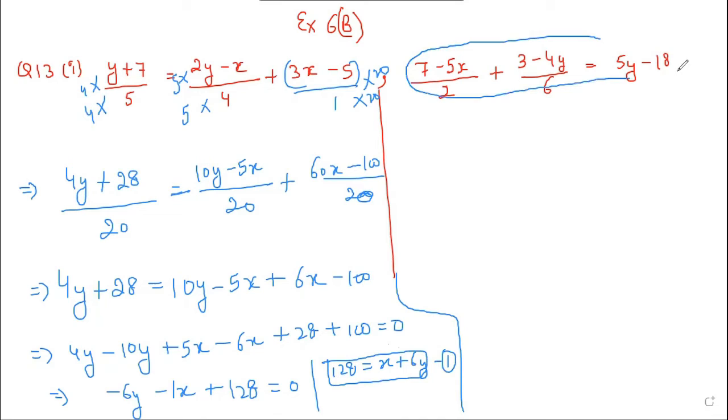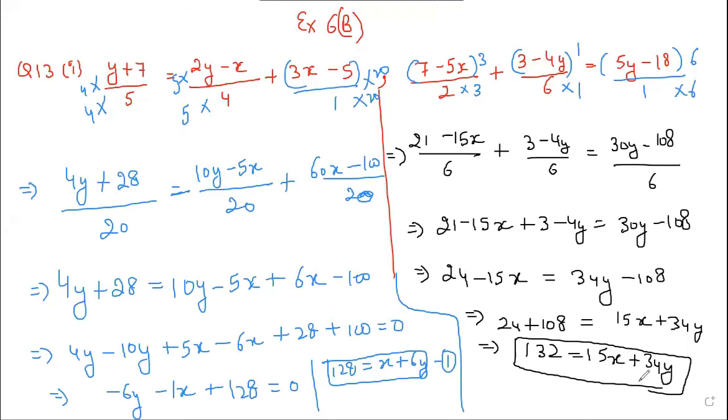Now quickly do the second part and send a photo to me. Your answer is also the same: 132 equals 15x plus 34y. I mean, 15x plus 34y is equal to 132. Yeah, that's also correct, obviously. So I hope you have done it this way only. Let me just check. Yes, similar. I took the same thing, but I skipped a few steps.